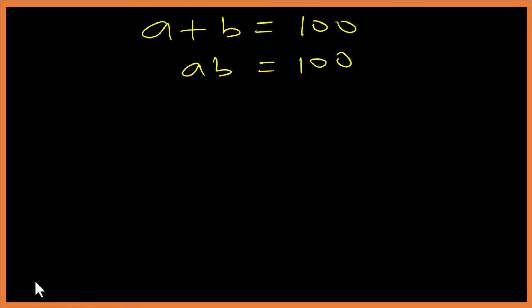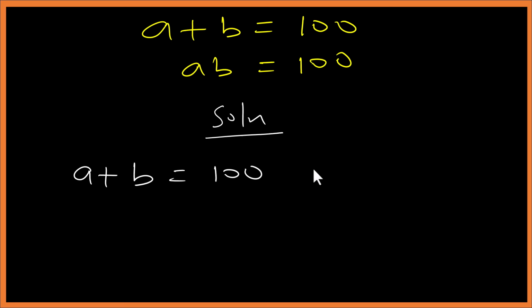Now let's solve for a and b. So we have a plus b equals 100 and ab equals 100. Let's call a plus b equals 100 the first equation, and ab equals 100 the second equation.